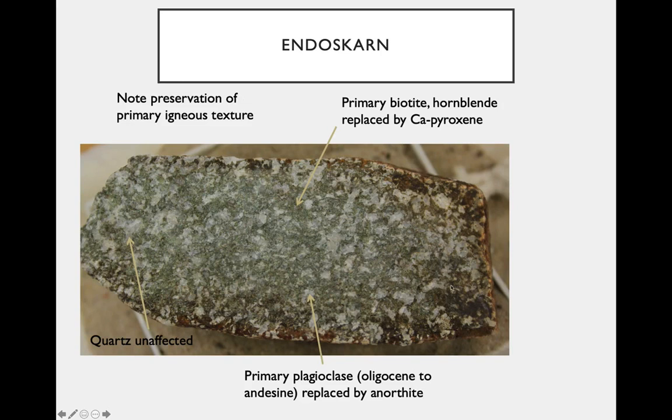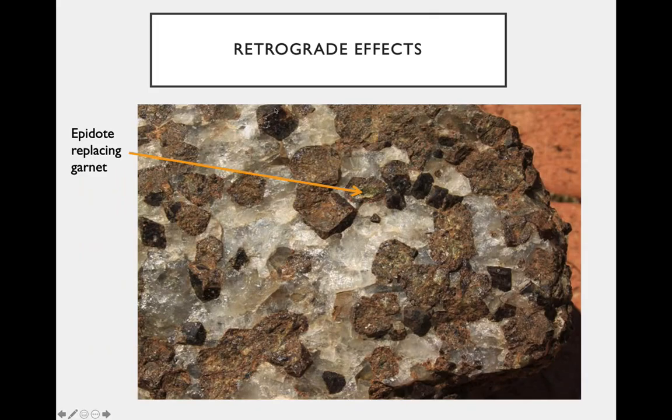Here's an endoskarn. You're all pretty familiar with this one, so we're not going to dwell too much on it. Here's an example of a retrograde effect. We have nice garnet here, surrounded by what looks like calcite, and we have pistachio green epidote replacing that garnet. Epidote is a hydrous calcium aluminosilicate. So we're competing with the grossular, the calcium aluminous garnet, during a back reaction of the prograde sequence.